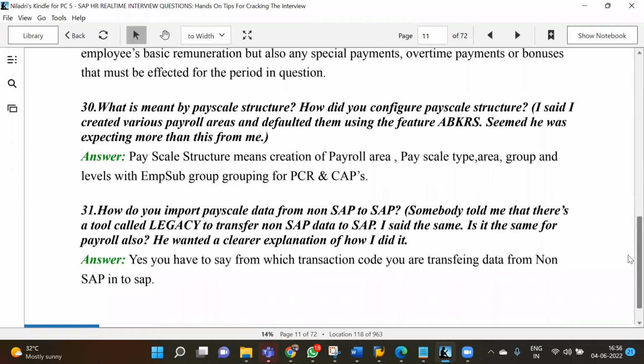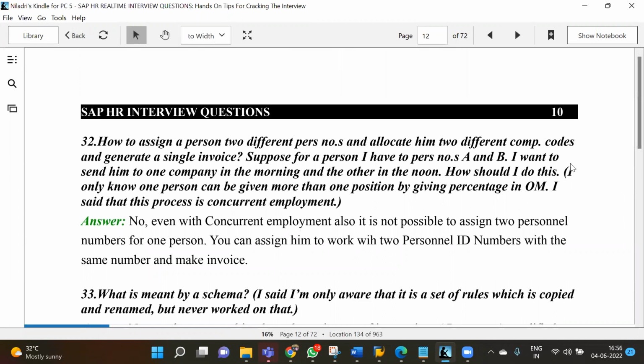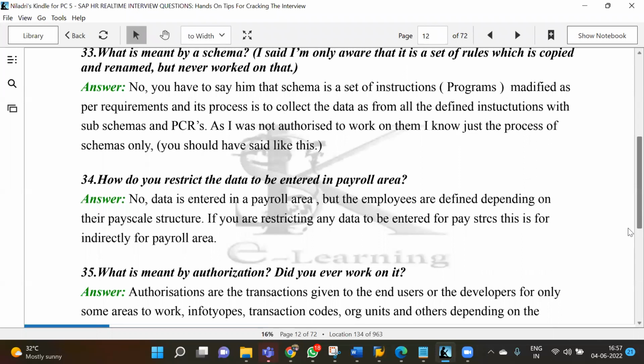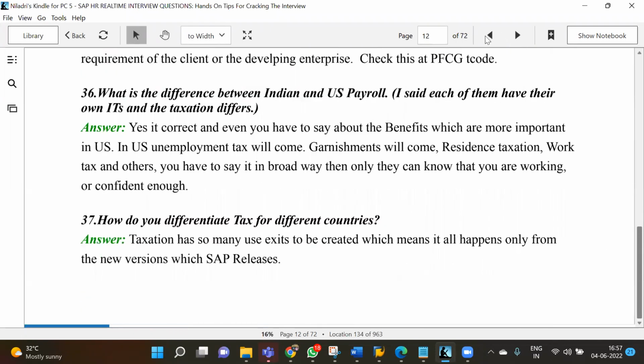Next is how do you import pay scale data? I think it's a repeated question. I have seen it earlier also. I'm skipping it for now. Next is how to assign a person to a different person number. I think it's already a repeated question. What is meant by schema? What is meant by authorization? These are all repeated questions. So skip it.